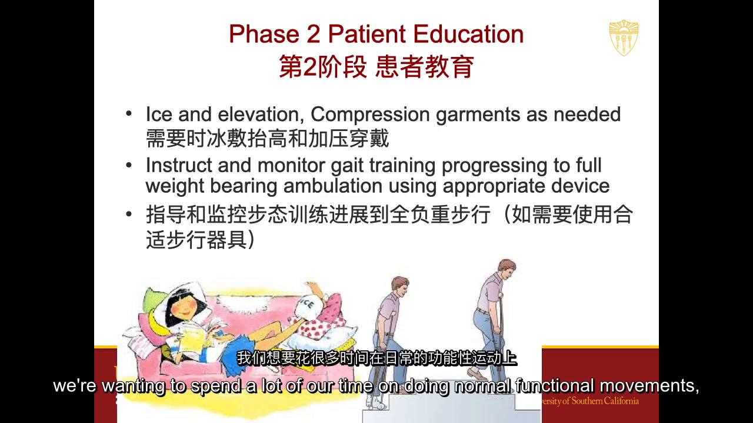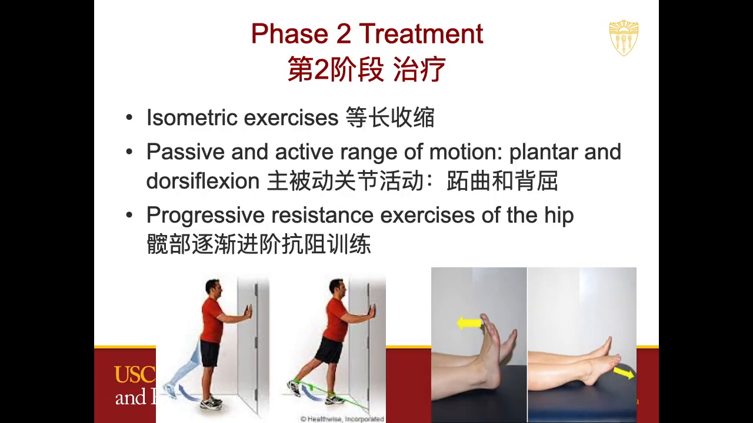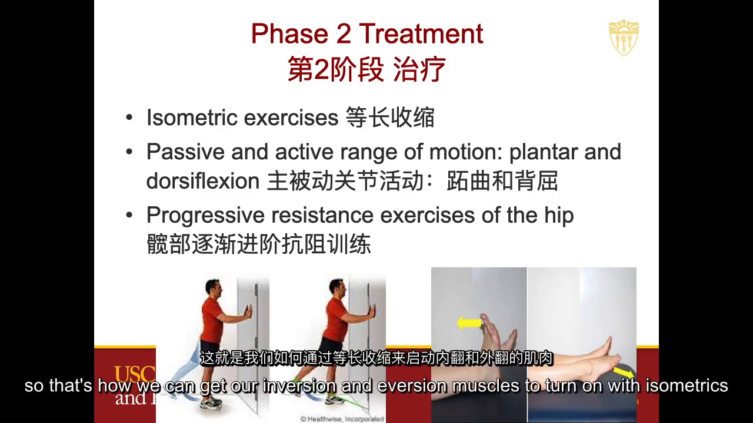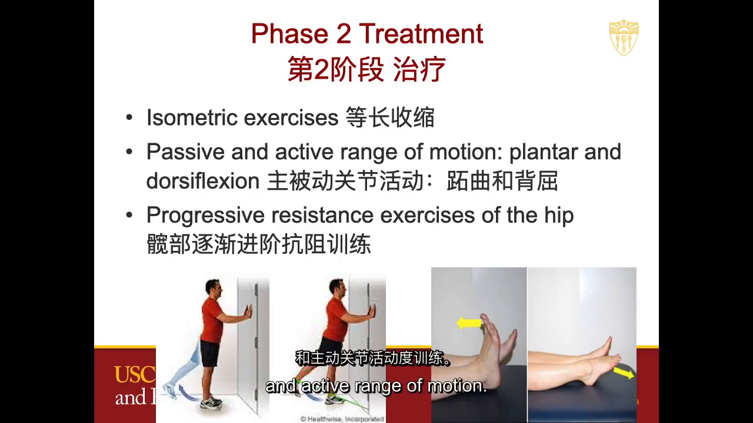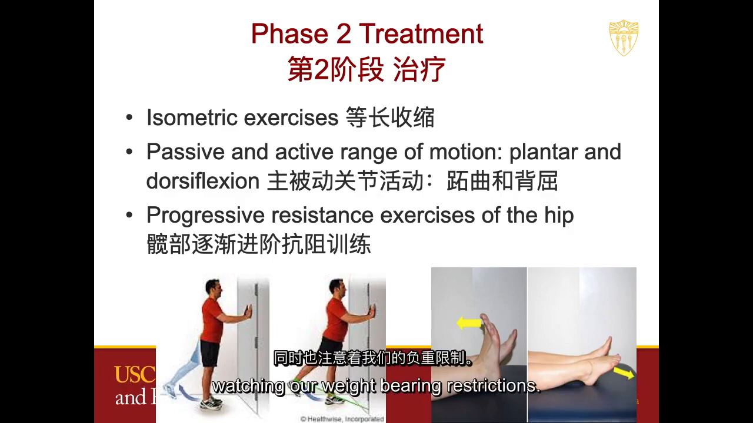But again, we're wanting to spend a lot of our time on doing normal functional movements into full weight bearing with the cast. So we can start isometric exercises during this period. So that's how we can get our inversion and eversion muscles to turn on, is with isometrics. We also can start doing passive and active range of motion, plantar flexion, dorsiflexion, and really spend a lot of time working on the hip and the knee while watching our weight-bearing restrictions.